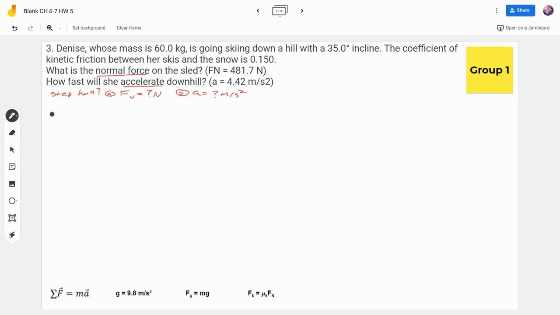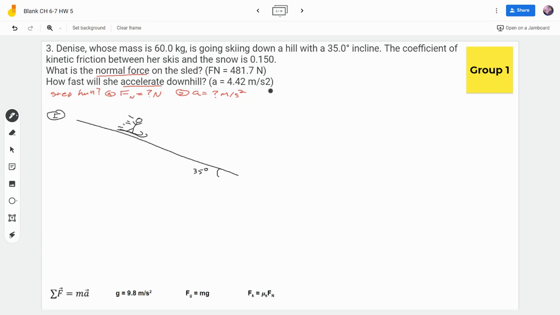Step 1, make a sketch. So remember, we're on a hill this time. It's a 35-degree incline. So we've got something that looks like this. And I'm going to say that that angle right there is 35 degrees. On this hill, we have Denise. She's standing like this. She's skiing, so she's going this way. So here's the speed lines. She's got a mass. I'm going to leave her mass out of the sketch this time. There's a mu sub k. We've got that too.